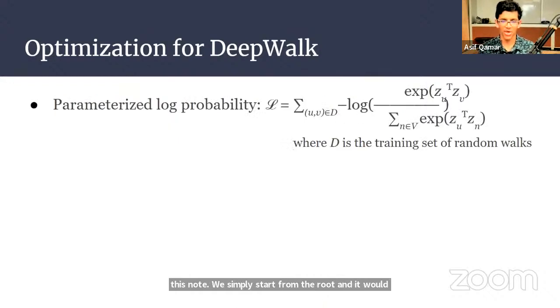And so this yields us the following parameterized log probability, which improves the computation time by reducing the V in the total sum to D, where D is a training set of random walks. And it's faster because it doesn't encompass all nodes in the graph.